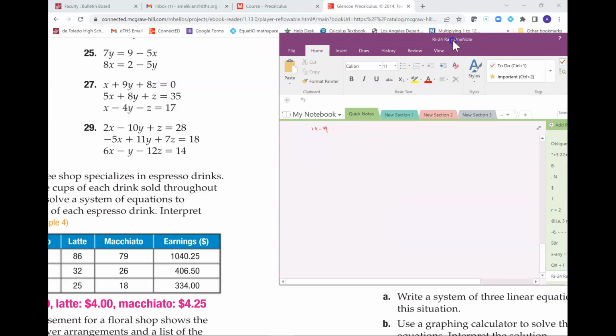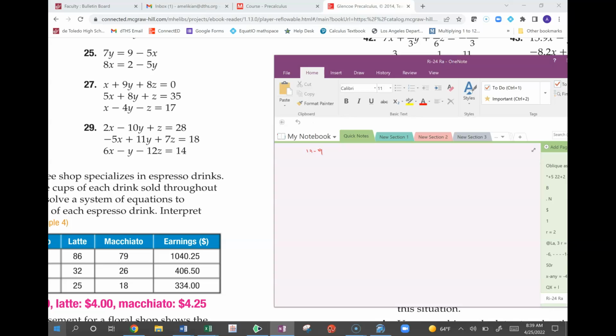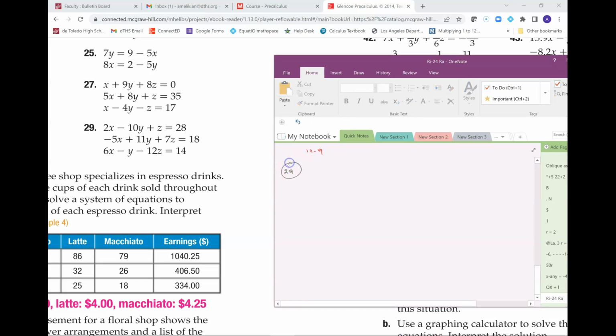Wait, what are we doing? 29, I think I heard, right? So let's start with 29. All right, so here we have 2, minus 10, 1, 28, negative 5, 11, 7, 18, 6, minus 1, minus 12, 14.